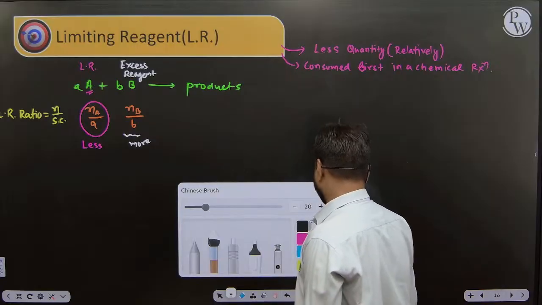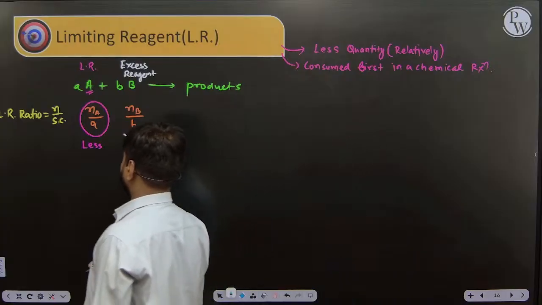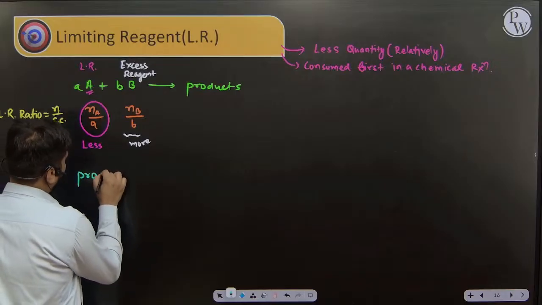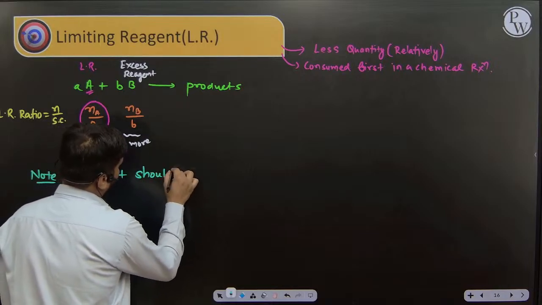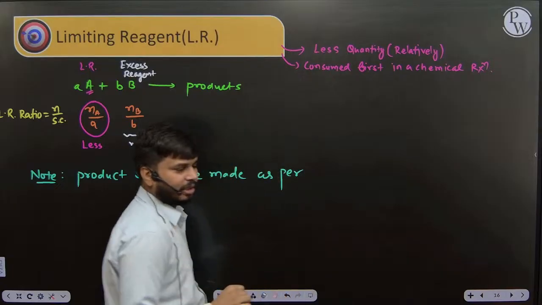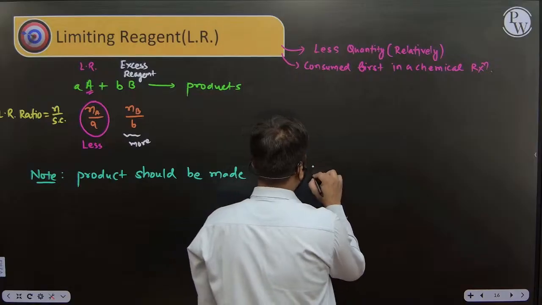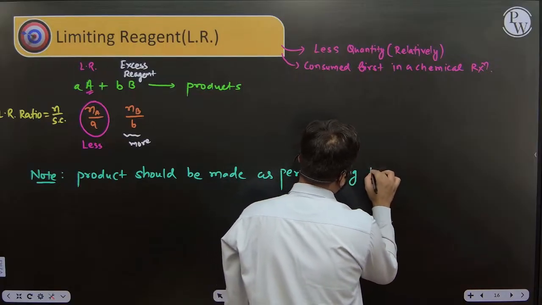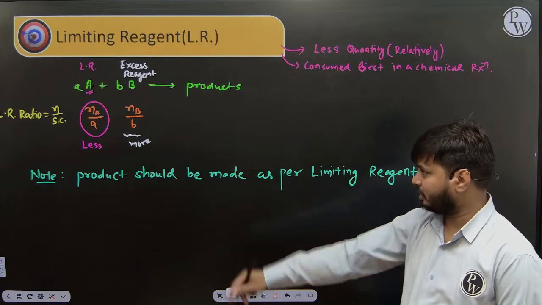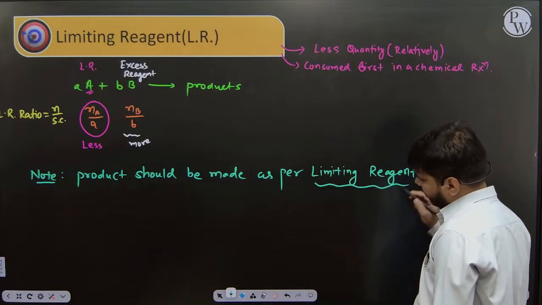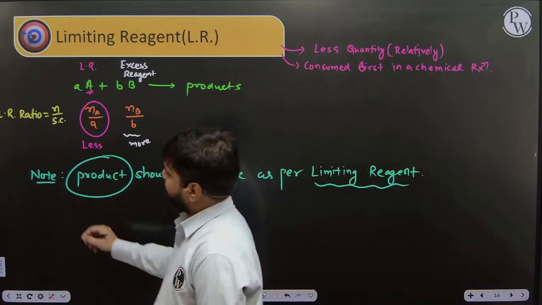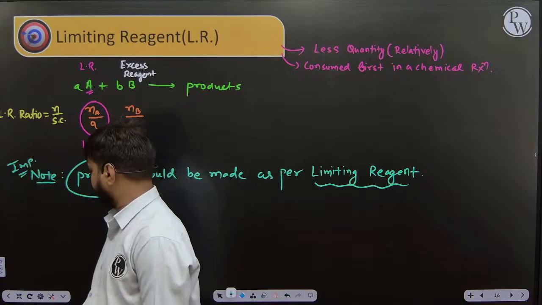चलिए, तो let's talk about one more important concept in this, which is a very good note which you have to remember: product should be made as per limiting reagent. Limiting reagent will be deciding the amount of product formed, not the excess reagent. Limiting reagent is going to decide how much product is going to be made, right? This is a very important note which you must remember to solve the questions having the limiting reagent.